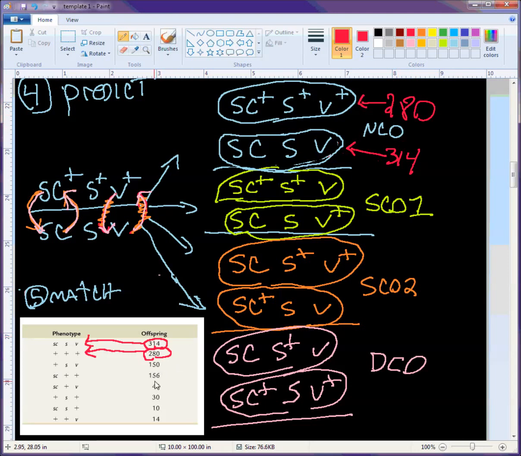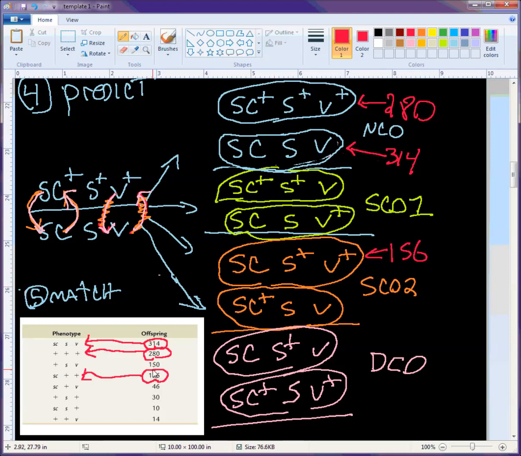And let me point out this one right here. So 156 of the offspring have just the scute mutant phenotype. They're wild type for the others. Let's see if we can find those here. Those would be right here. So 156 of the progeny must have been derived from female gametes with this genotype right here.